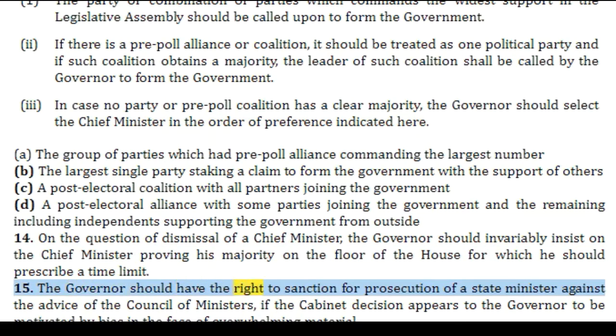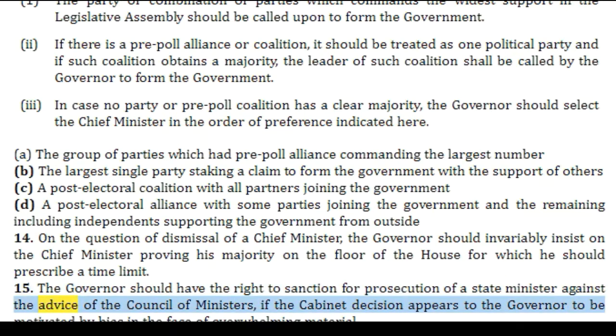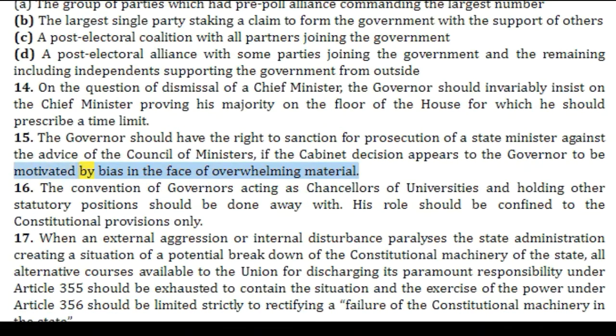15. The governor should have the right to sanction for prosecution of a state minister against the advice of the Council of Ministers, if the cabinet decision appears to the governor to be motivated by bias in the face of overwhelming material. 16. The convention of governors acting as chancellors of universities and holding other statutory positions should be done away with. His role should be confined to the constitutional provisions only.